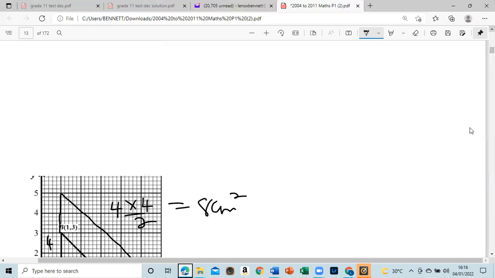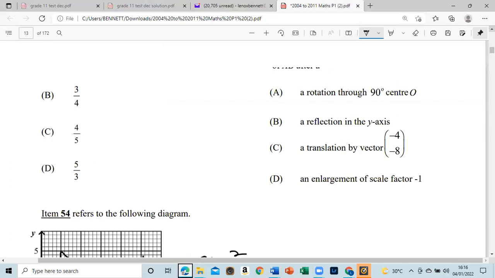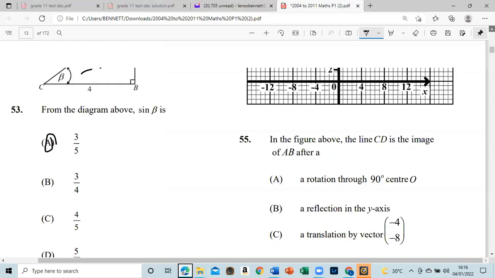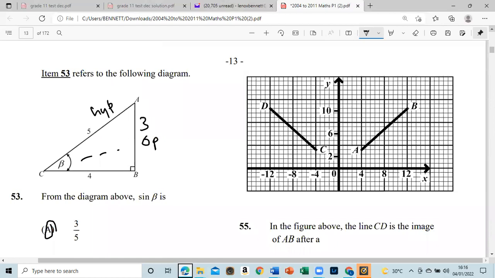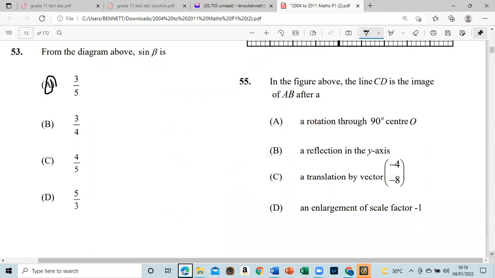All right, so we're going to move on. This one now, translation again. In the figure above, the line CD is the image of AB. Can you figure out what transformation we have here? A rotation, in the y-axis here. That is it, by looking at it.